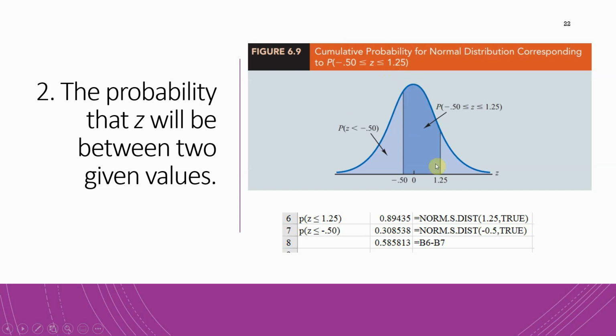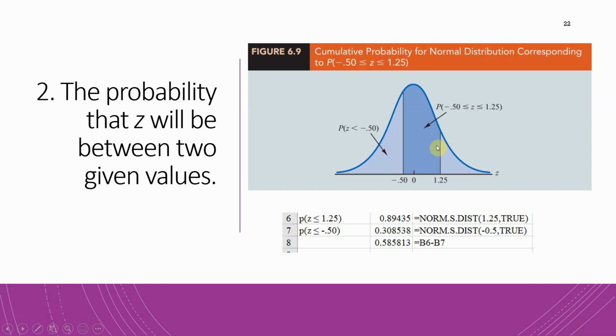So again, let's draw our distribution. We have a mean of 0. We want it to be between negative 0.5, so it comes below 0, and then positive 1.25, so that's up here. And we want the area between these two lines, these two values. So we want the area under this curve, under this section right here.